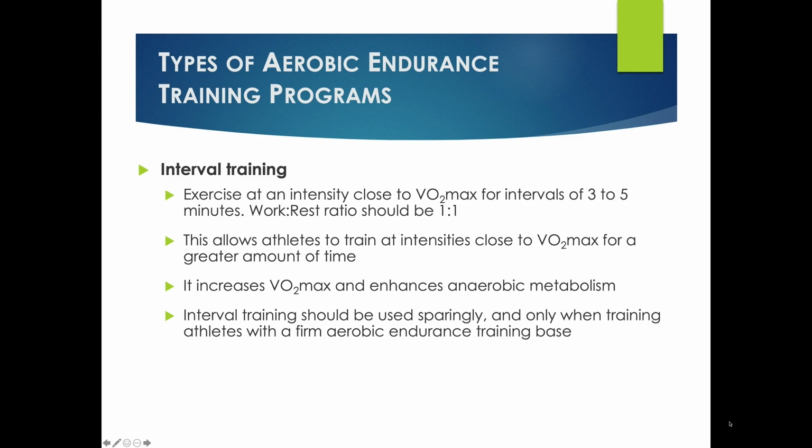You've got interval training. This is at an intensity close to VO2 max for intervals of 3 to 5 minutes. The work ratio should be 1-to-1. That is, if you work for 3 minutes, rest for 3 minutes. This allows athletes to train at intensities close to their VO2 max for a greater amount of time. This will help increase VO2 max and enhance aerobic metabolism. So it should be used sparingly and only when training athletes with a firm aerobic endurance training base.